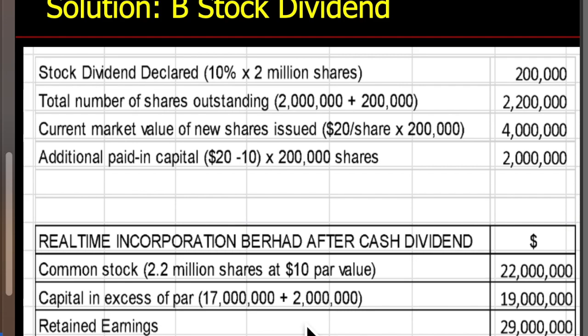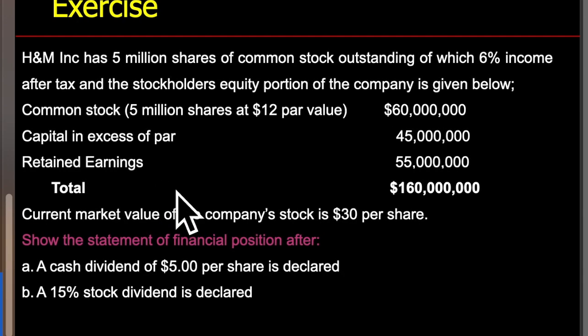And our retained earnings becomes 29 million. And our total becomes the same, 70 million. So this is the effect of the stock dividend. Okay, I have an exercise here for you to practice.